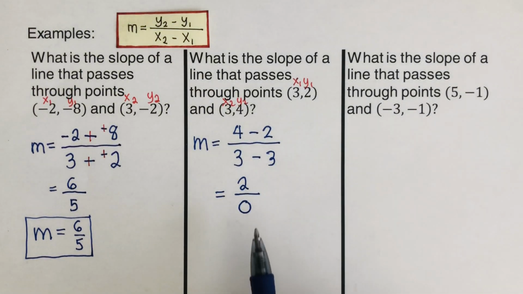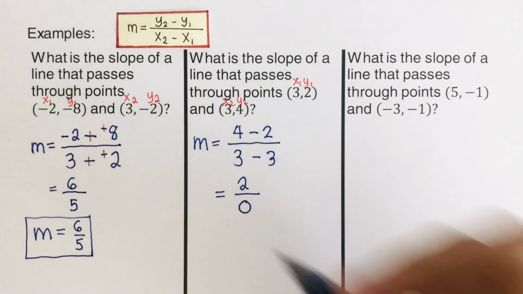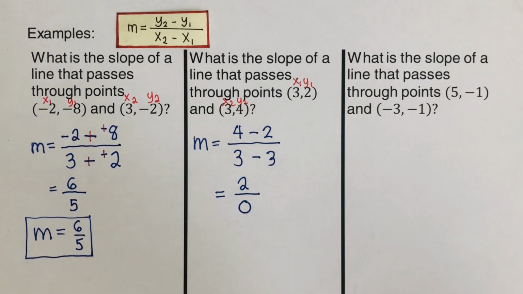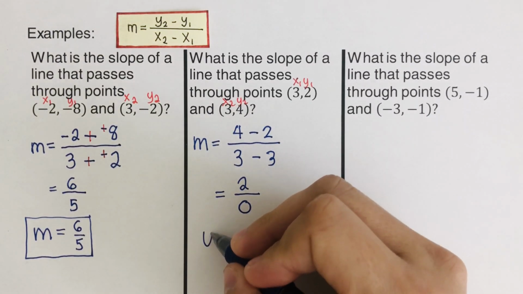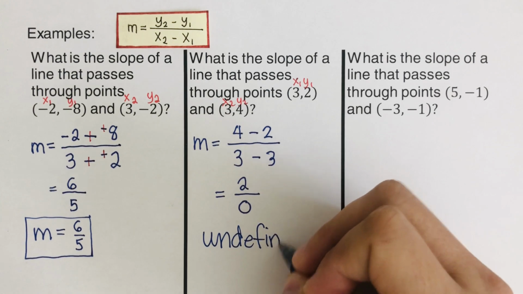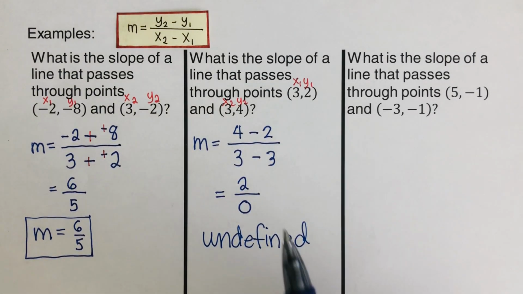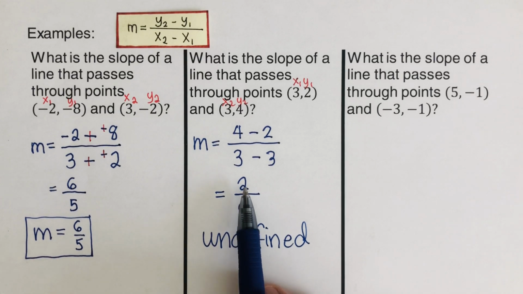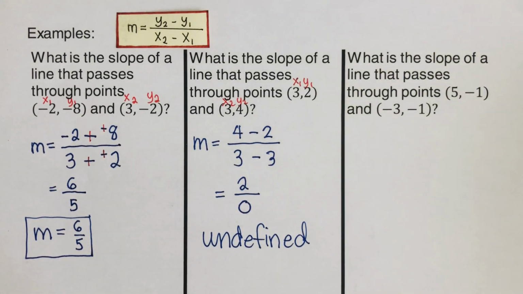So what is 2 divided by 0? This is anything that is divided by 0. It's undefined. So I'm gonna write the word here, undefined. So this slope that we have here is undefined. Again, anything divided by 0, even if it's a million, that would be undefined. So let's move on. Did you get the same answer as this? Undefined. Good. Now let's move on to the next example right here.